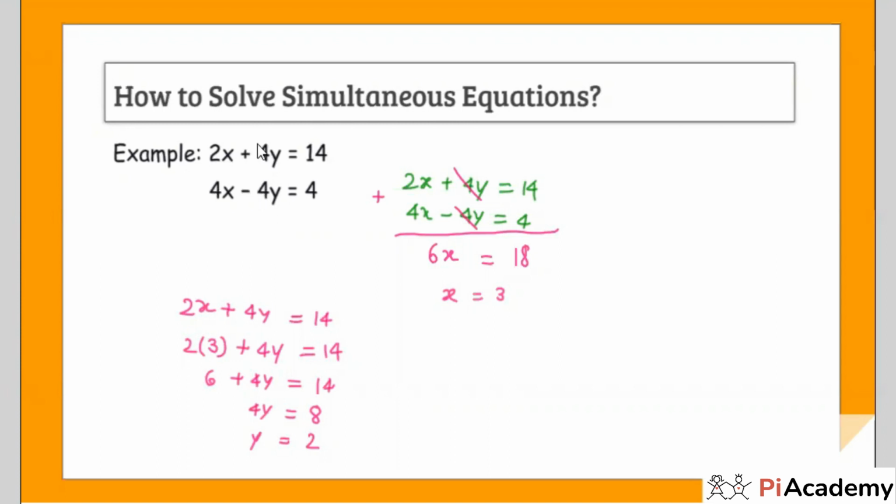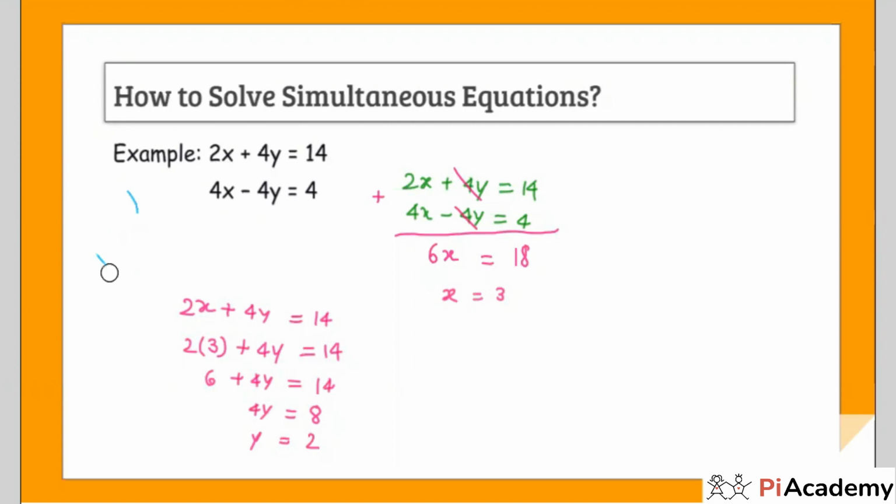If I add them, what is going to happen? If you are adding, it means 4y plus minus 4y, so these are going to cancel. This is going to be 0. Now you have just one variable left. You are adding the full equations.